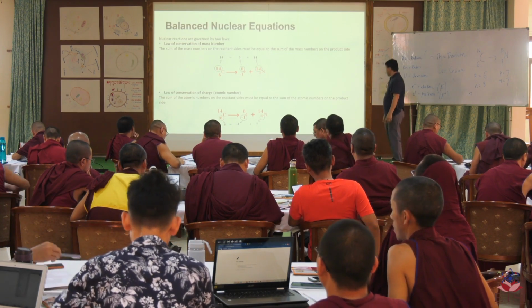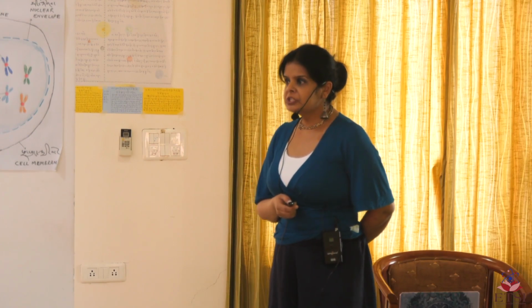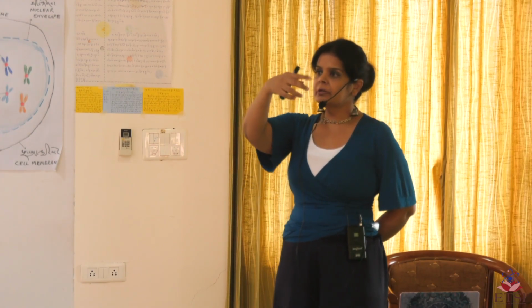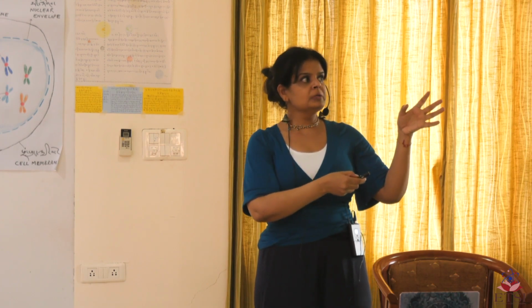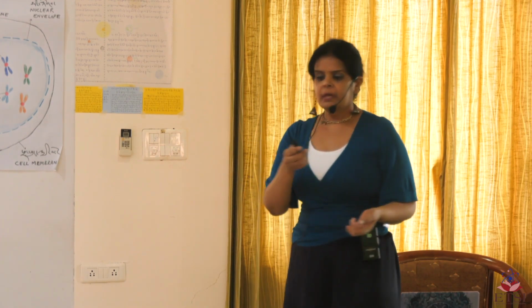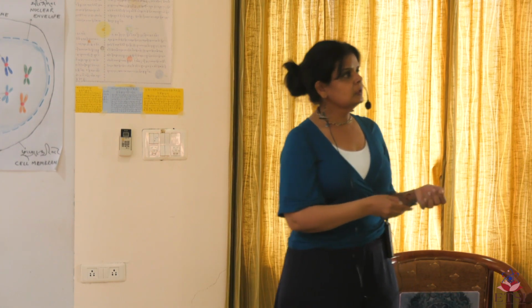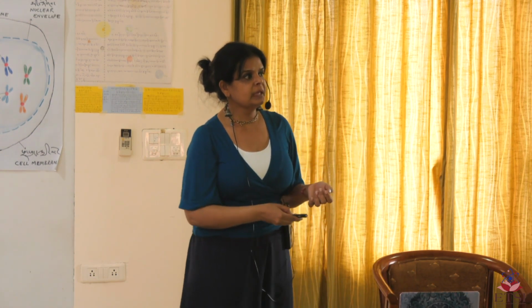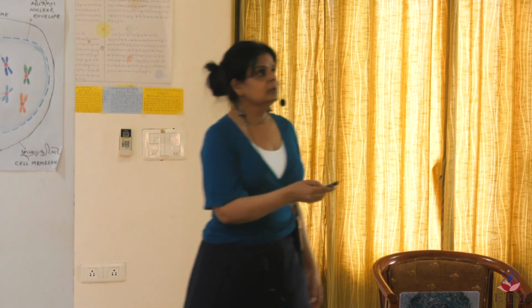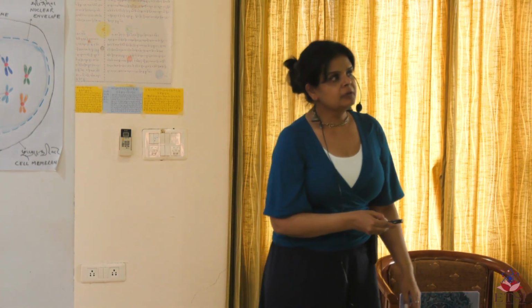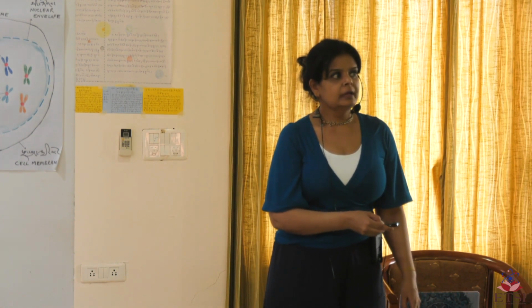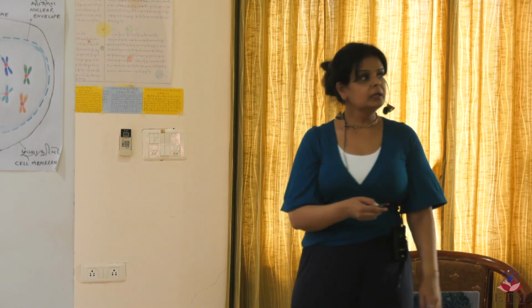So now I just wanted to, I think I briefly mentioned this, how the electron is emitted. We always follow the law of conservation of mass number and the law of conservation of charge, which is also like the atomic number in this case. So the mass number on the left side should match the right side, right?